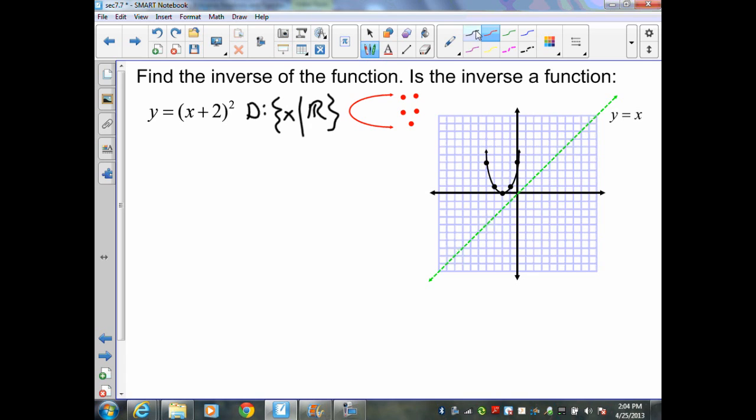My range is going to be my y values. And you can see I don't have any y values below 0. Therefore, y is greater than or equal to 0. Let's take a look at the inverse. I have to determine that by interchanging my domain and range in my function, or also interchanging my x and y.